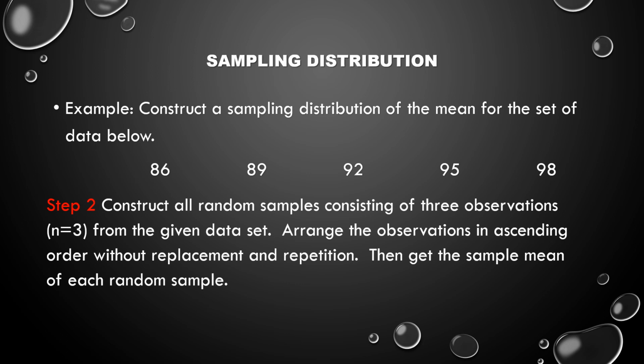Step number 2 is to construct all random samples consisting of 3 observations, n equal to 3, from the given data set. Arrange the observations in ascending order without replacement and repetition. Then get the sample mean of each random sample. So how do we do step number 2? There are a lot of words in there.